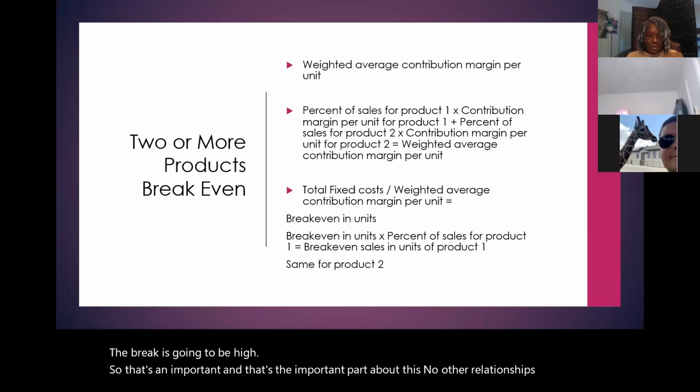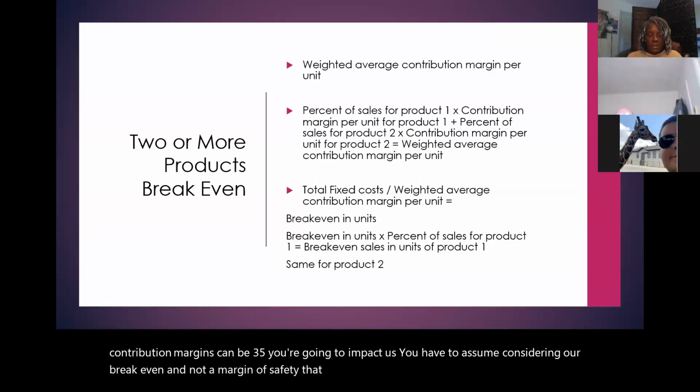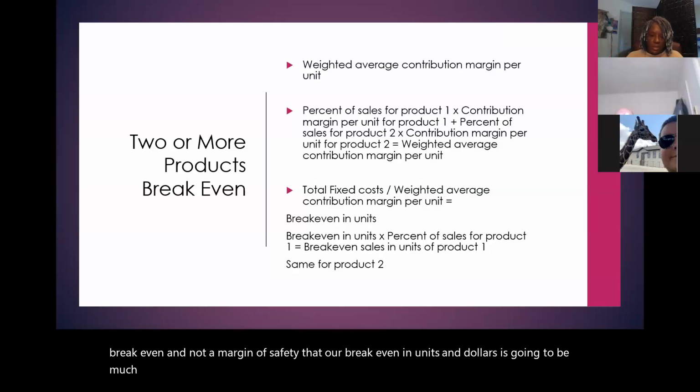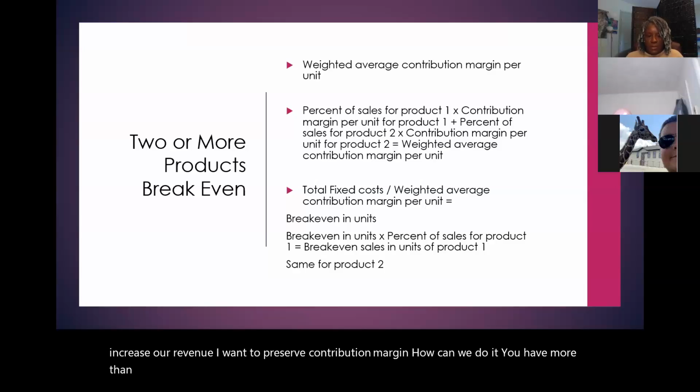If our contribution margin is going to be 0.35, you have to assume, considering a break-even and not a margin of safety, that our break-even in units and in dollars is going to be much higher. And can we afford that? So your boss comes in and says, I want to increase our revenue. I want to increase our contribution margin. How can we do it? You have more than one way to do that, starting with your break-even as your guide.